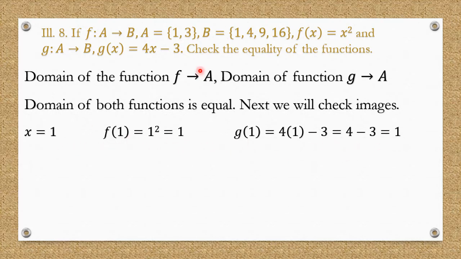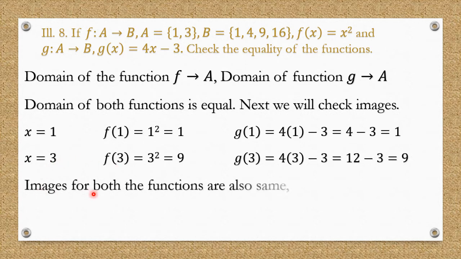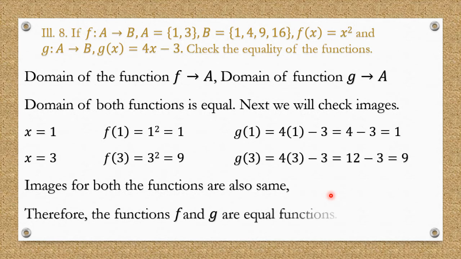We will move forward towards the second value, that is 3. So putting 3 into the equation, 3 square is 9, and for g it is 4 times 3, 12, minus 3, 9. So as you can see here, both the domain values have equal answers for both the functions. So the second condition is also satisfied, that is, the images for both the functions are also the same. Therefore we can say that the functions f and g are equal functions.